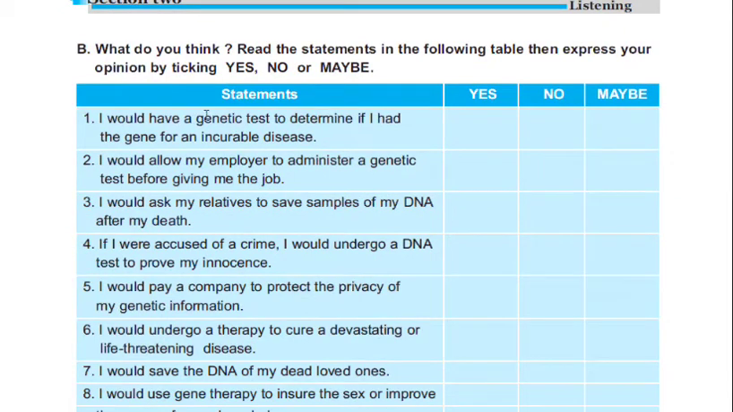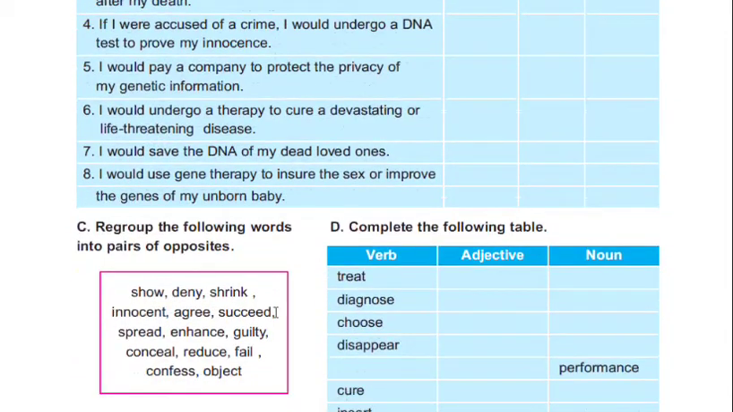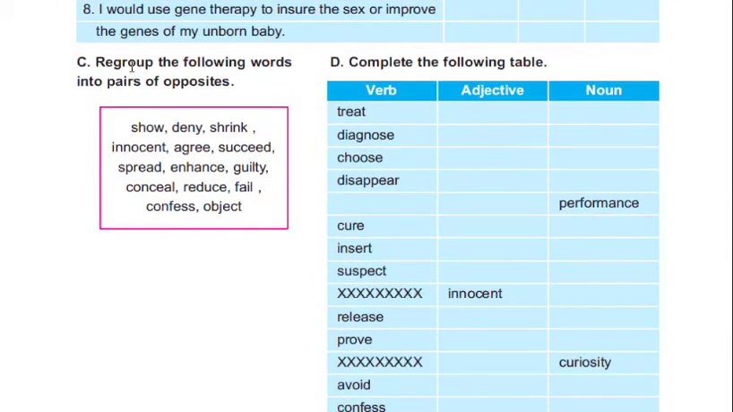Moving on to C. Regroup the following words into pairs of opposites. We're talking about antonyms in here. We're starting with they are all verbs except some. Show as opposed to conceal. Deny, to say no, I didn't do it, it wasn't me. That's to deny. And confess is the opposite.